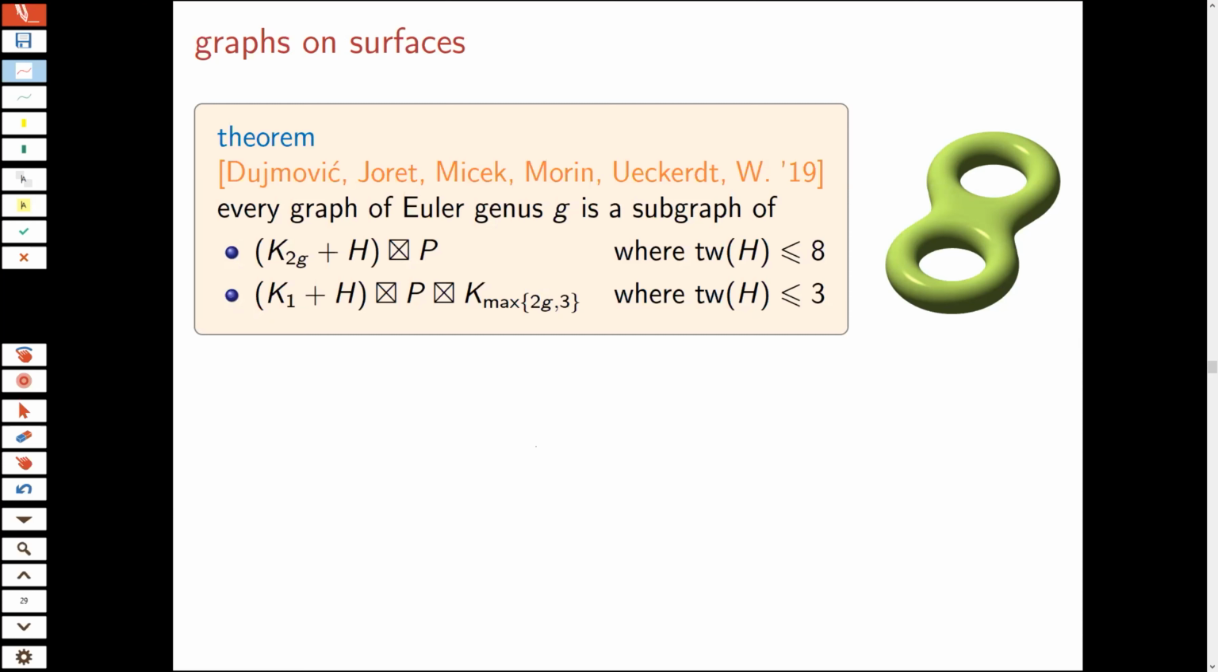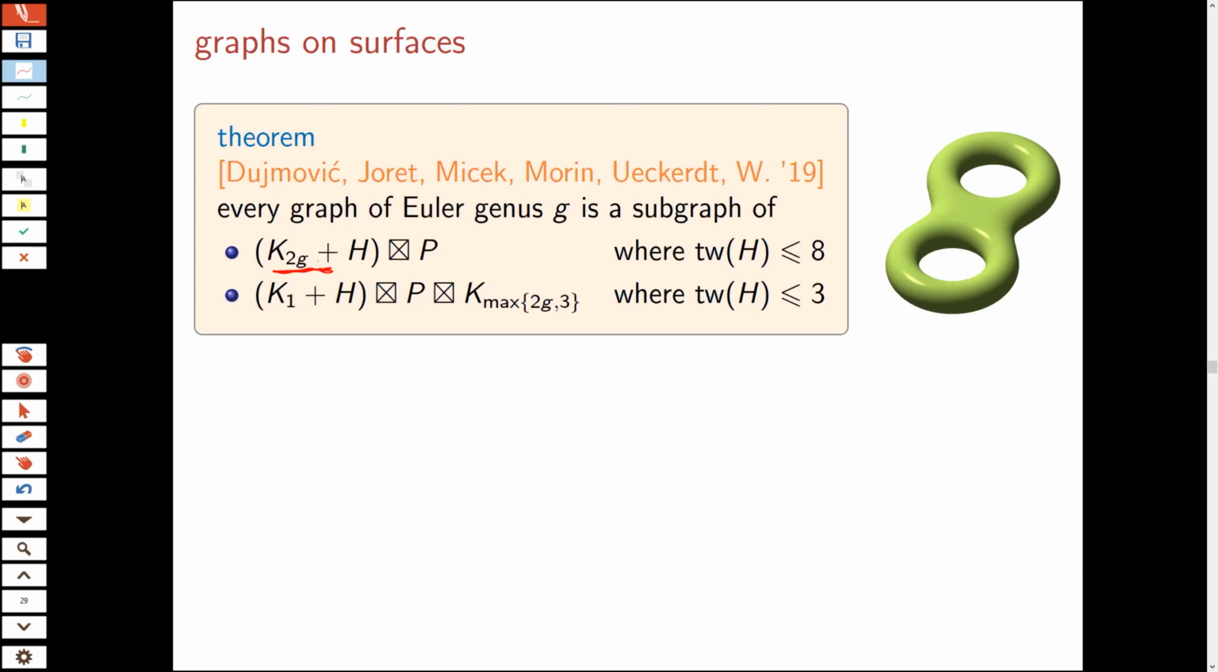It's very similar to the previous one, but we've got this extra term of K_2g plus H. So plus here just means the complete join. So you take your tree width 8 graph, H, and just add 2g vertices that are adjacent to everybody. Now that increases the tree width by 2g. So this is still a bounded tree width graph times a path.